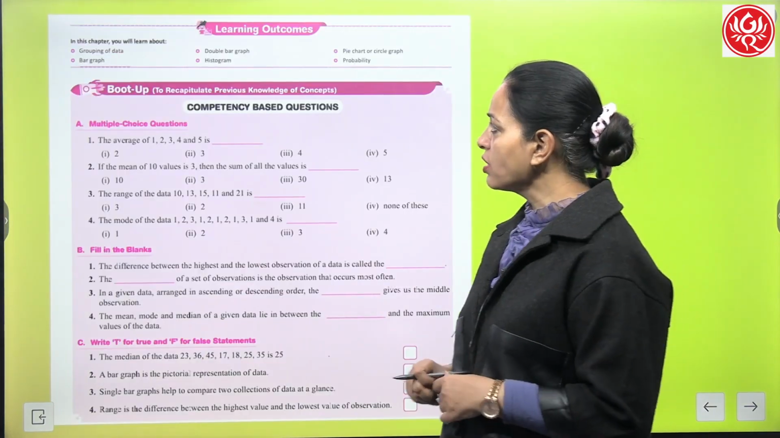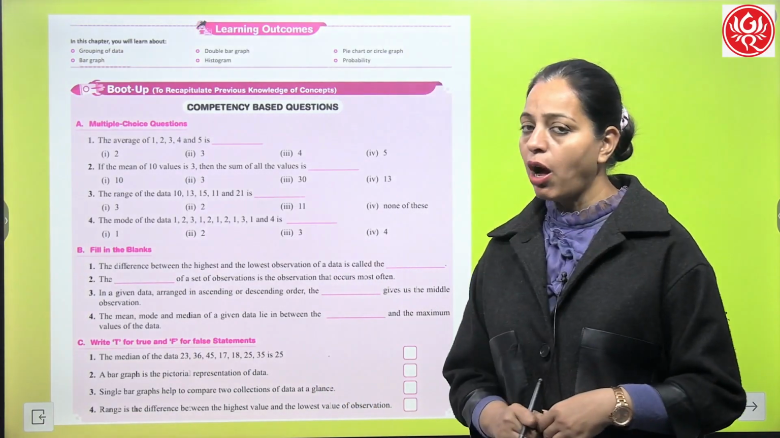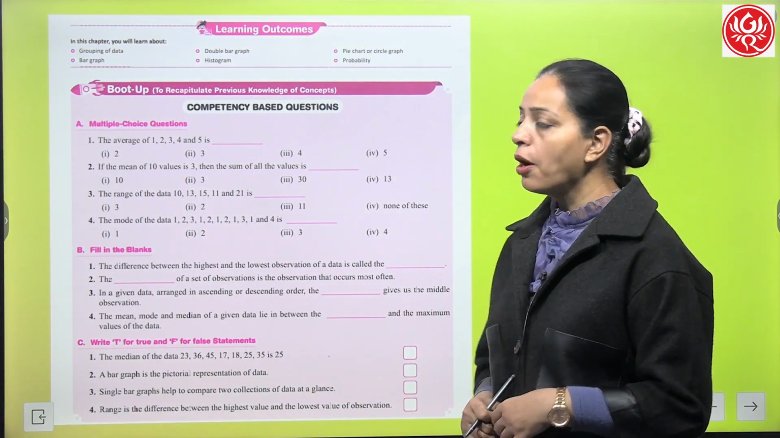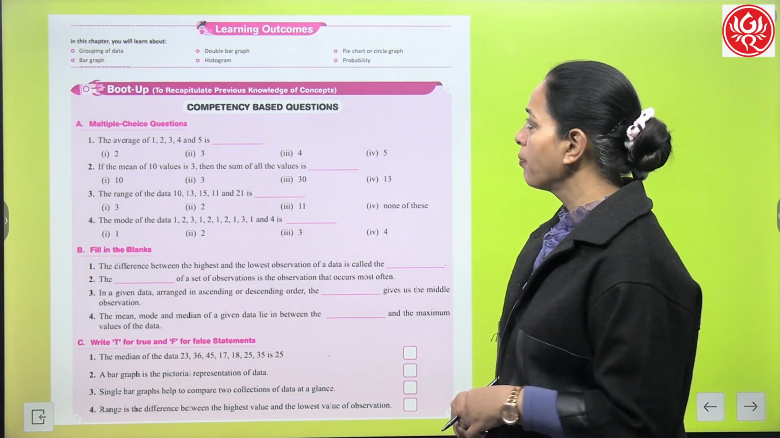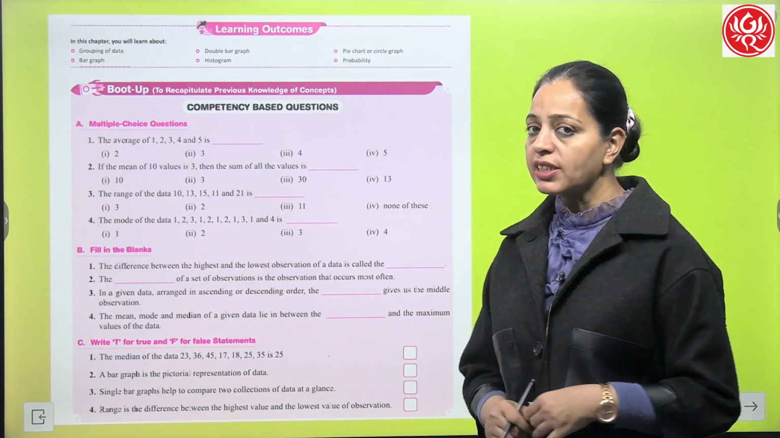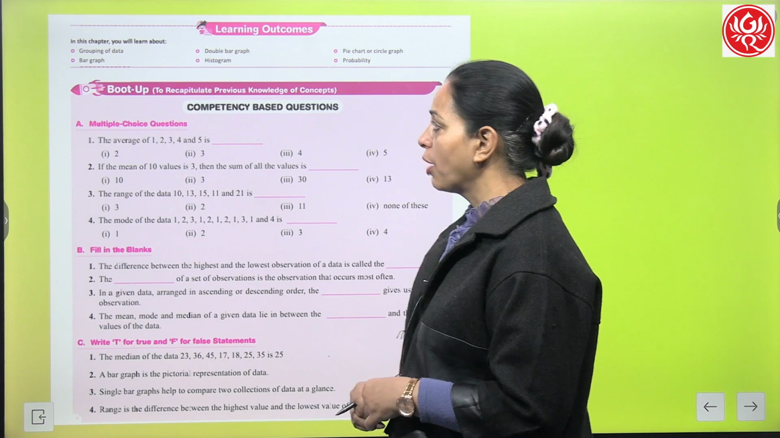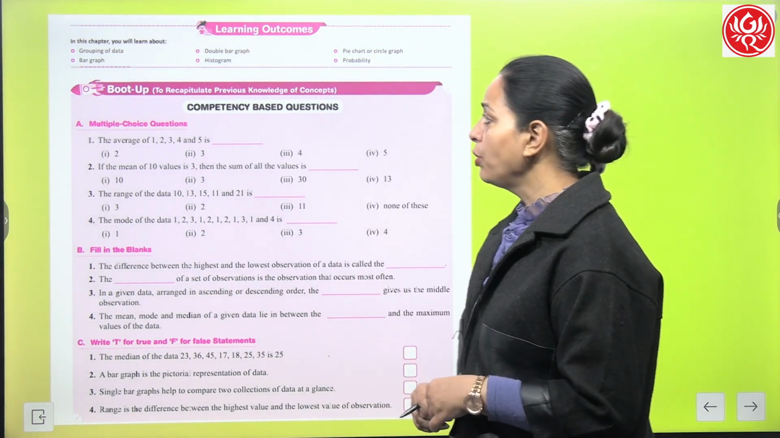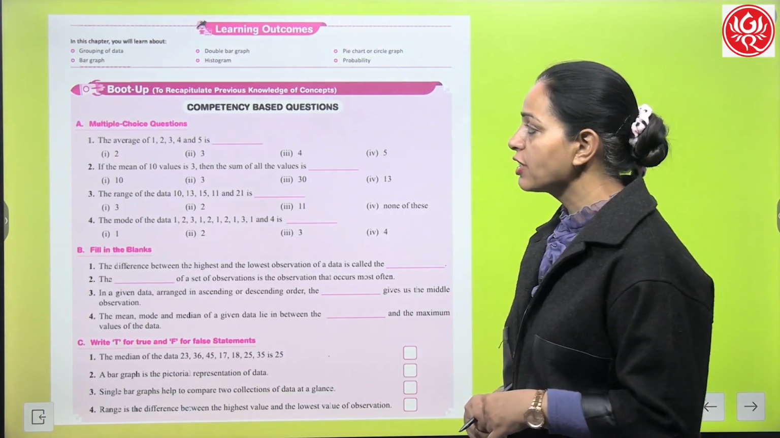So today we are starting Chapter 12, Data Handling. Very interesting learning outcomes. In this chapter you will learn about grouping of data, bar graph, double bar graph, histogram, pie chart or circle graph, and probability. So now, boot up.